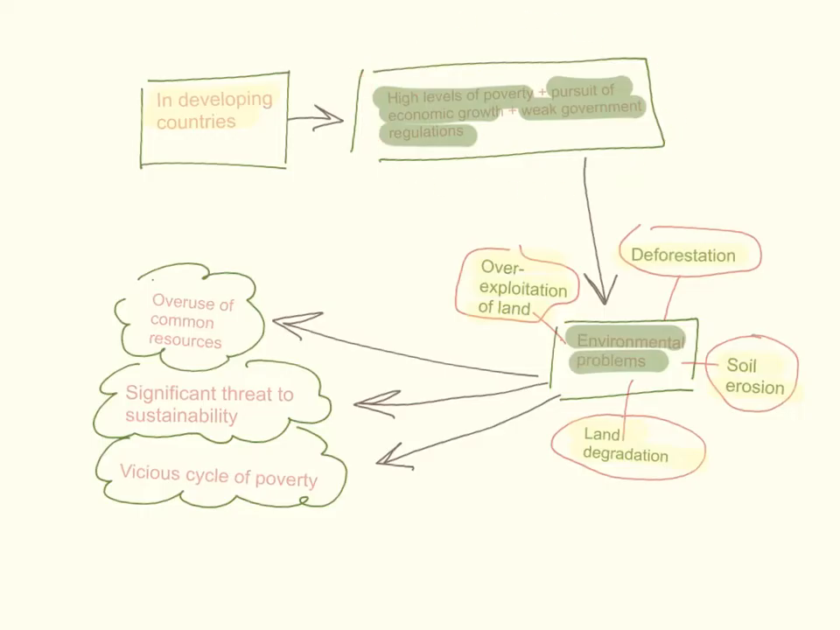These environmental problems are a direct result of high levels of poverty, pursuing economic growth, and weak government regulations. Now, a result of these environmental problems is that you have a case of overuse of common access resources. This is number one. You have a significant threat to sustainability, and because of that, this creates a vicious cycle of poverty. It actually becomes really hard to break out of that cycle of poverty. Now, we're going to zoom in on two specific examples, but essentially, this is the main idea if you have a look in developing countries that suffer from threats to sustainability.